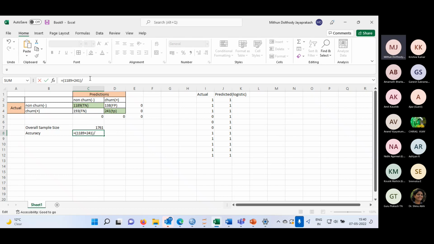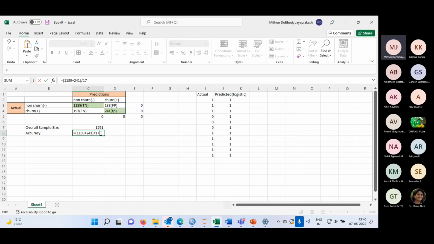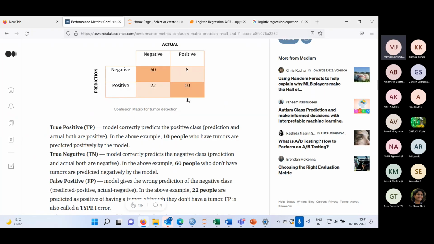Just put a division symbol. What is the overall sample size? Is it not 1761? So you're getting 81%. This is what your Python was also saying. So the sum of the diagonal elements divided by the sum of all the cells, that is your overall accuracy. Am I right, guys? Is this okay? This is the overall accuracy level. Just convert this into a percentage. Your job is done. Now let's go back to this.